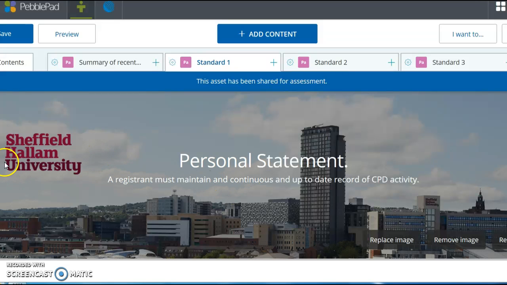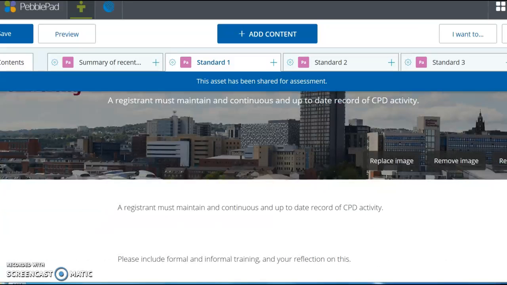So your first one is maintaining a continuous and up-to-date record of CPD activity. So as students, this won't be a problem for you. You're continuously doing continual professional development with the lectures that you attend, the workshops that you do, placements, if you attend events or anything sort of CPD related, there'll be lots of things that you can write.